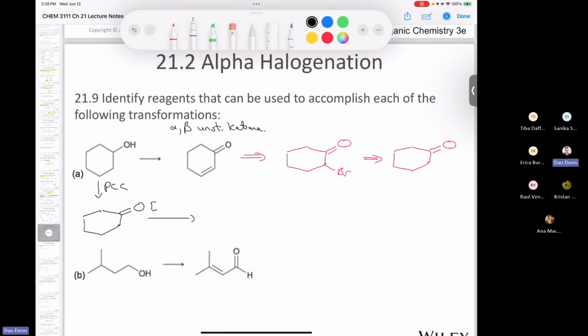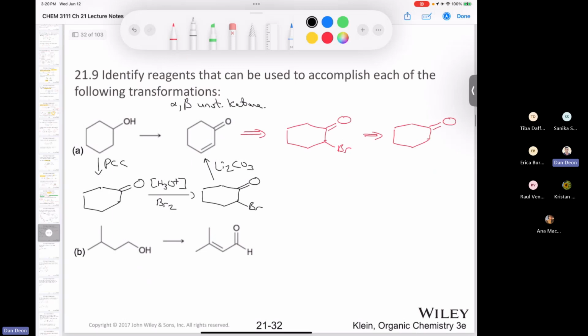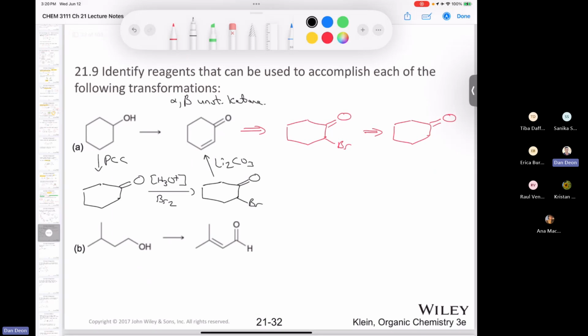Then we need to do the alpha bromination. So we need a catalytic amount of acid and bromine. That's going to give me the alpha bromo cyclohexanone, like that. And the last step is going to be to treat it with a base. You could use pyridine, you could use lithium carbonate, you can use potassium t-butoxide. Let's use lithium carbonate just to be fancy. All right, we're going to save this one here.